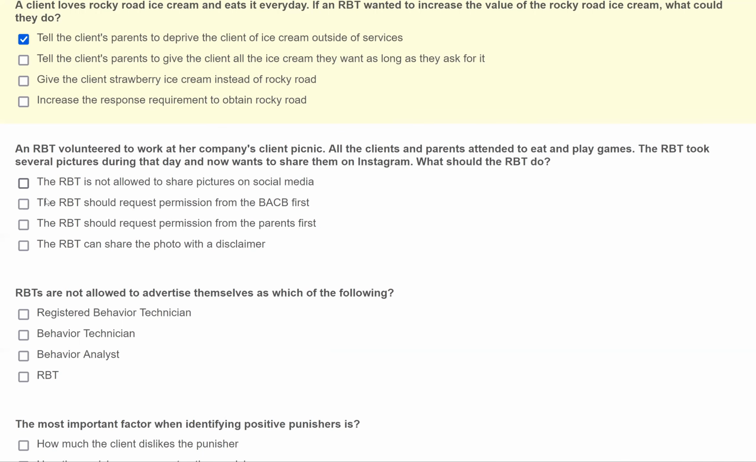Good. B, the RBT should request permission from the BACB first. They're going to tell you no. C, the RBT should request permission from the parents first. Even if the parents say it's okay, one, you can only post pictures on a business account to begin with. BCBAs aren't even allowed to post on private or personal accounts. Two, you're an RBT. You can't get that permission and do it. You're not allowed. And then D, the RBT can share the photo with a disclaimer. You can't. Okay. The ethics code, very clear on this, very straightforward. Don't do it.